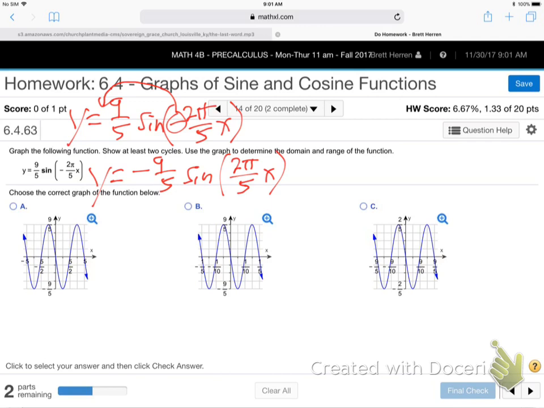So that negative comes to the front. Now, what is that negative 9/5 in the front going to do? That's the A, right? Remember, we have the A and the B. So this is A, and this is B. So what is that negative 9/5 in the front going to do to the picture, the graph?